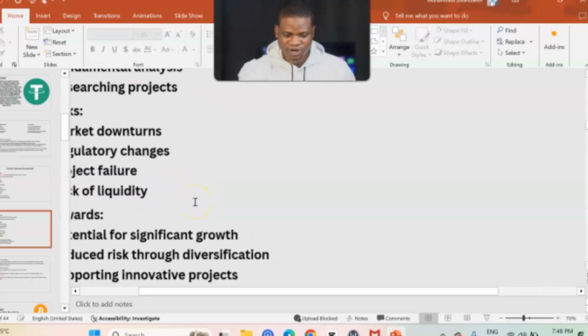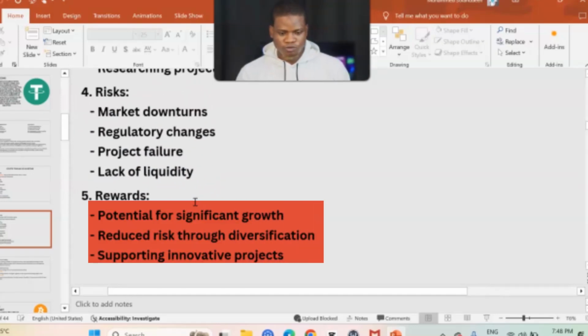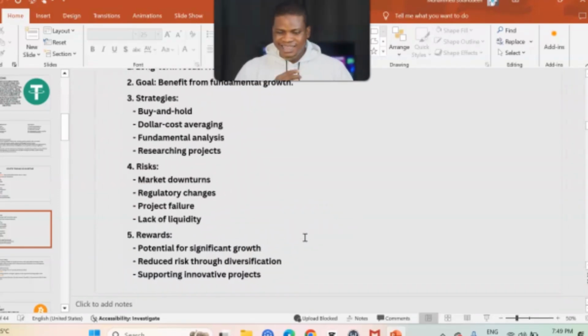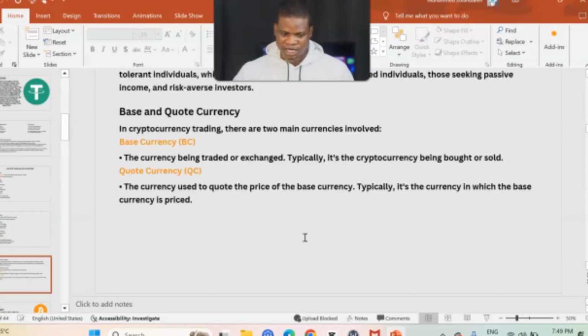So what are the rewards that come with investing in crypto? Potential for significant growth. If you hold crypto for a long time, there is a high probability that your assets will grow in price and you make money. And also reduced risk through diversification. So let's say, for example, you invest in stocks or real estate or gold or bonds or mutual funds and all those things. You can also diversify your wallet by investing in crypto. And also, crypto supports innovative projects. Different new projects are now in the cryptocurrency market. You see the NFTs, you see AI, you see real world assets, and all those things happening in the cryptocurrency market.